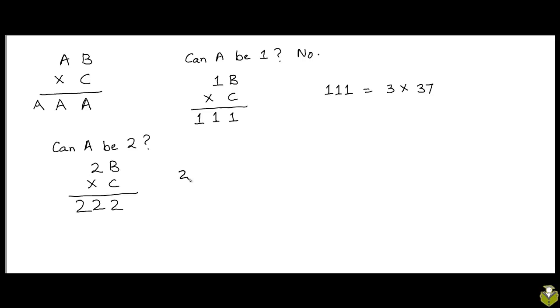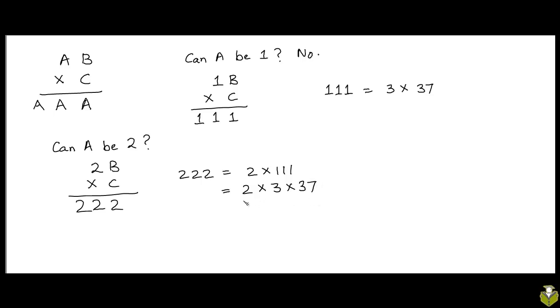Now 222, if we try to factorize 222, we can just reuse the fact that we have already factorized 111, because 222 is nothing but twice of 111, and since we know that 111 can be factorized as 3 times 37, we can factorize 222 as 2 times 3 times 37.